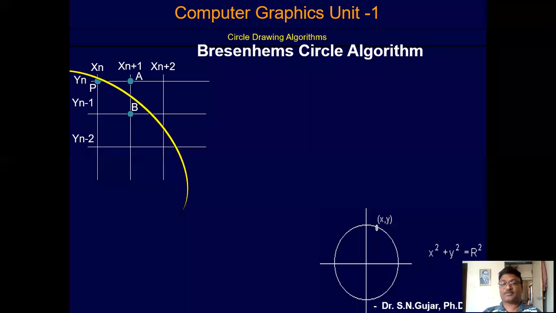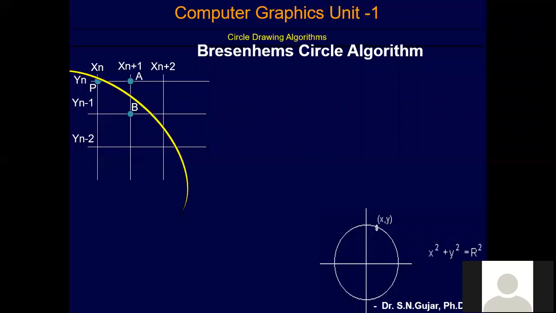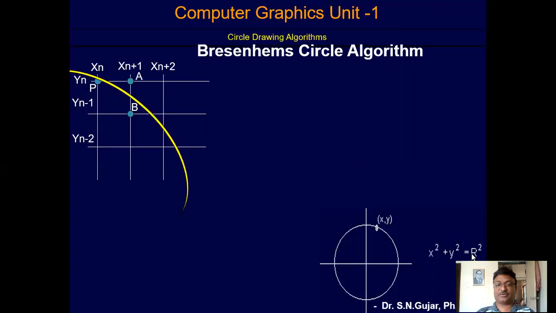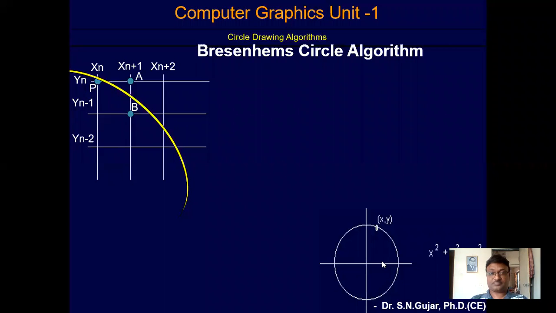Now, what is the equation of the circle? The equation of any general circle is x square plus y square is equal to r square. Now I am going to consider it as a function. Suppose f circle is my function of x and y, where x and y is the center of the circle and r is constant. Keeping r on the right-hand side, the f of circle equation is x square plus y square minus r square.